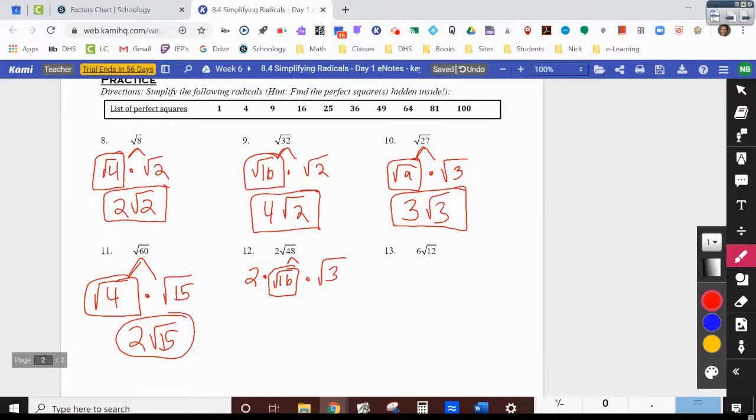And this is my perfect square here. That square root of 16 turns into a 4. And it's a 4, not a rad 4, so I'm not going to take the square root again. Once you use that perfect square, you're done with that radical. So now I have 2 times 4, which is 8. Rad 3 is my final simplified solution.